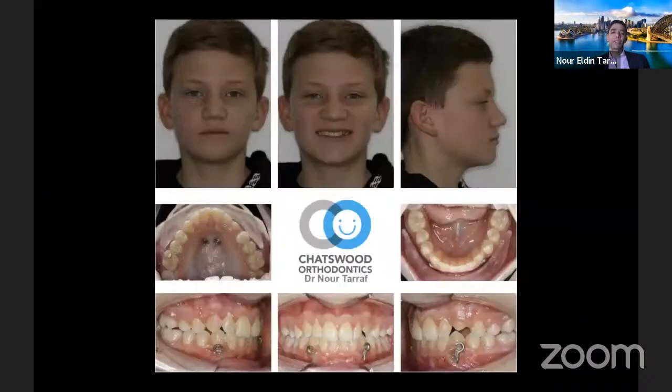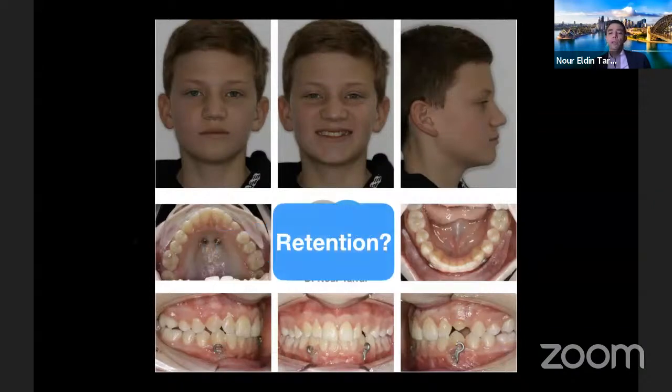So now comes the question: how are we going to retain this? It's still going to grow. So we took out the expander and we decided we're just going to retain it the same way we treated it.